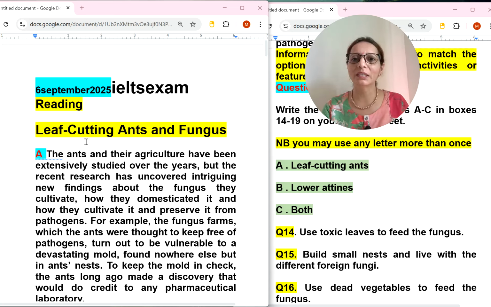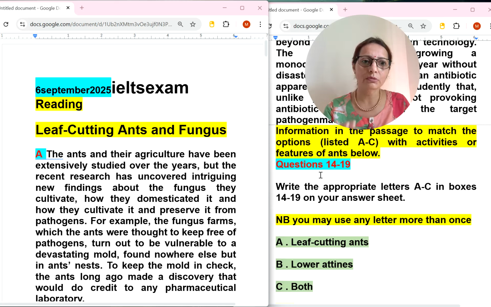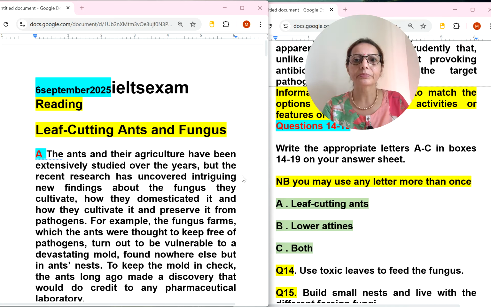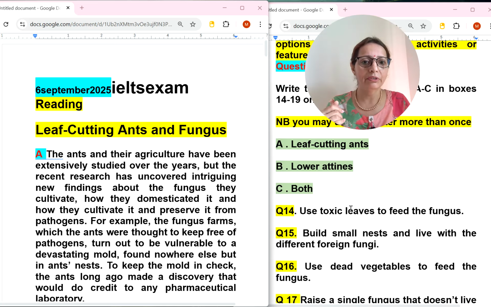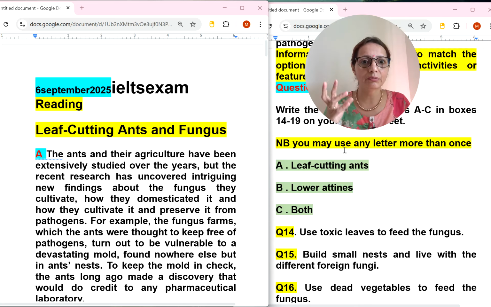Let's start this leaf cutting ants and fungus. So, okay, I will not try to read anything here. Definitely I will look at the questions, what they have given, information in the passage to match the options A to C with activities or features of ants. Of course, the whole reading passage will be about ants only and fungus maybe. There are three types of these things they have given, and NB is also given. It means you may use any letter more than once.